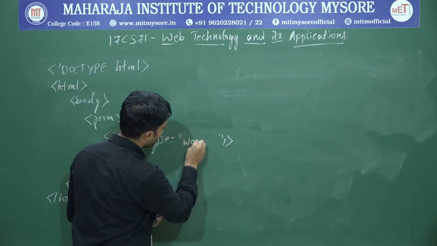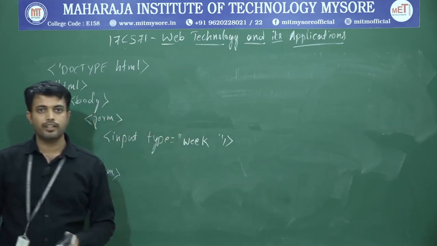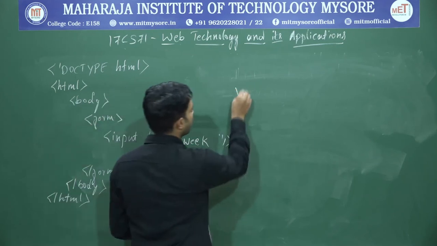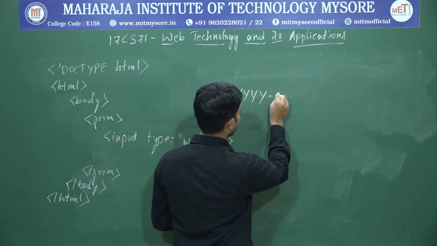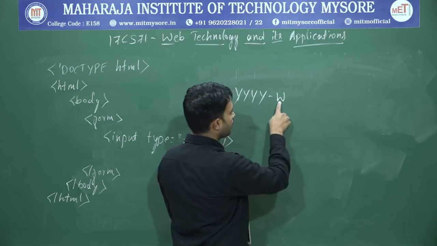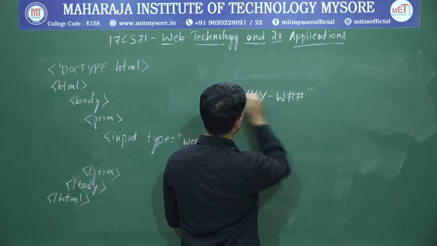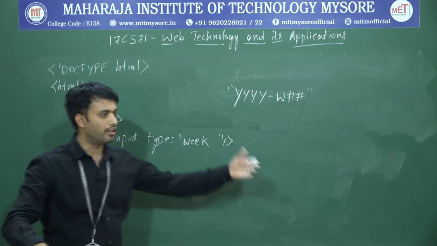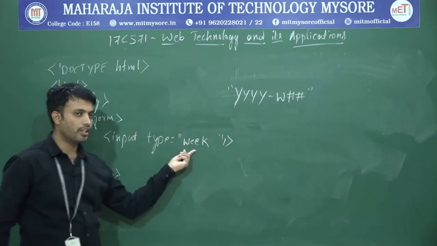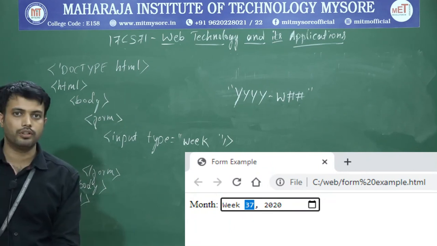Week. So the next one is week. Here the standard format is again year hyphen week number, right? That's why W followed by two numbers. That means it is the fifth week or the seventh week, like that. So for that, this is the type. Now if I run this program, you can notice the output.